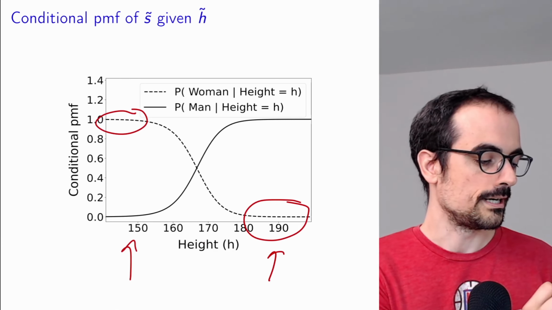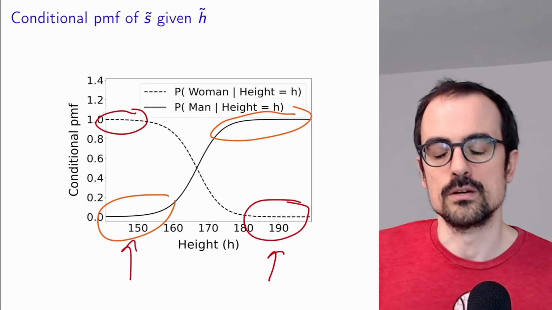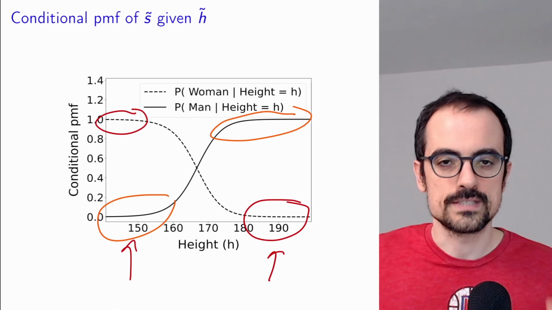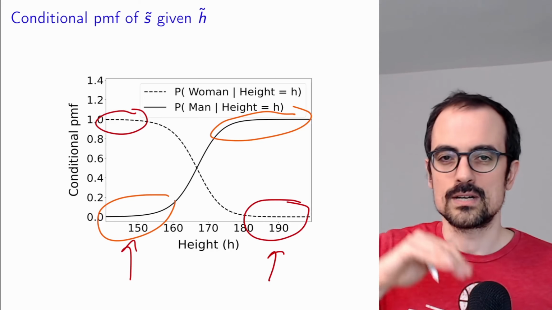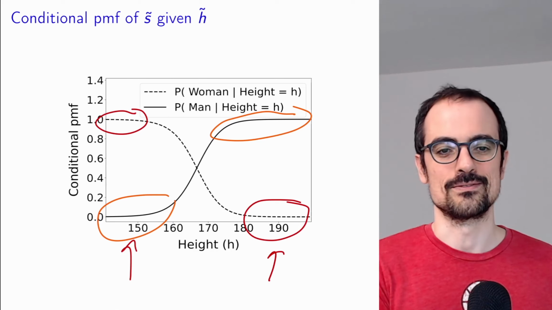Here we've also visualized the probability of man given height, which is just 1 minus the probability of woman given height. It makes a lot of sense. It does have kind of a logistic shape, but it's not exactly a logistic function.